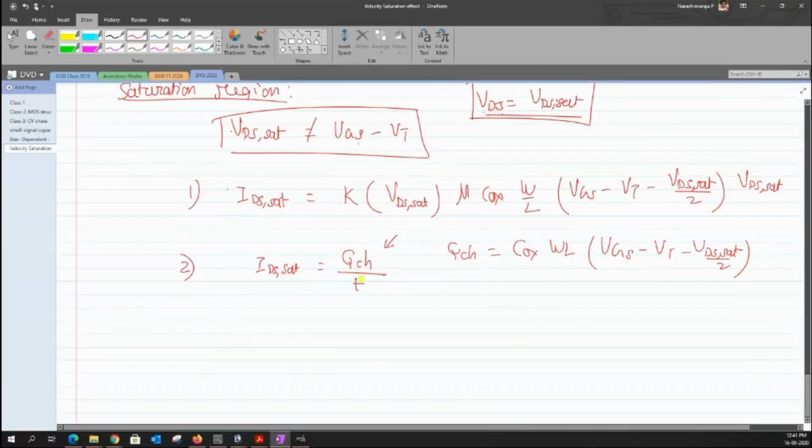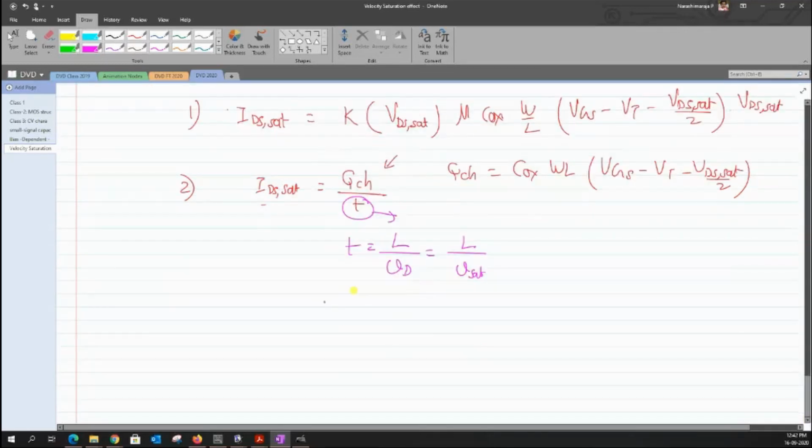So this expression remains the same. But what happens for the transit time is different. This transit time can be expressed in terms of drift velocity. But this drift velocity in the saturation regime is replaced with saturation velocity. So I've replaced this VD with saturation velocity. I'm just going to substitute each of these quantities to build up this expression. Clear?